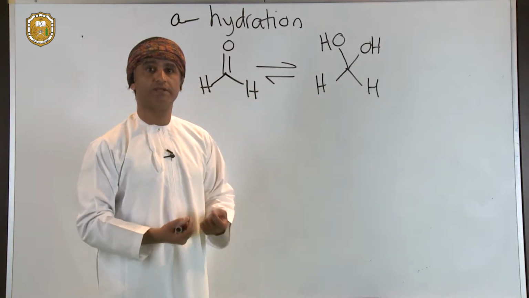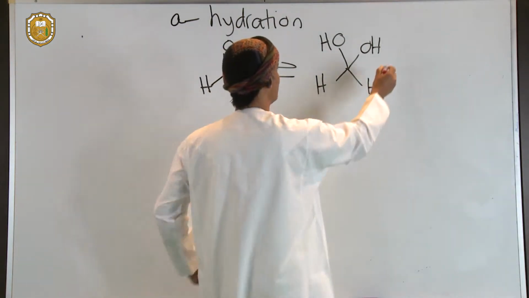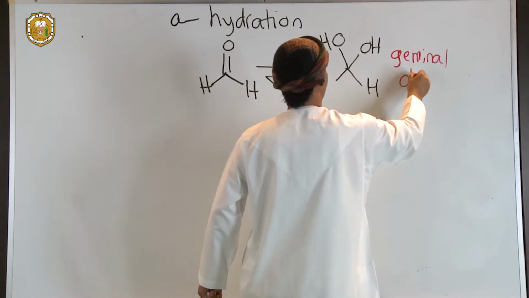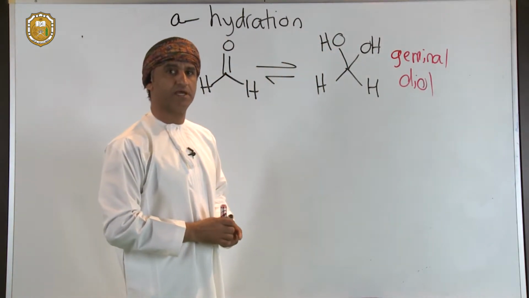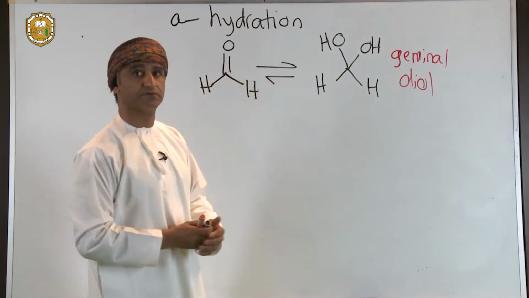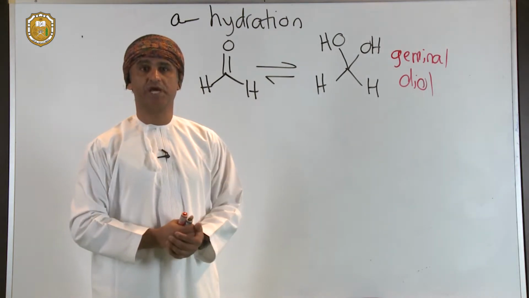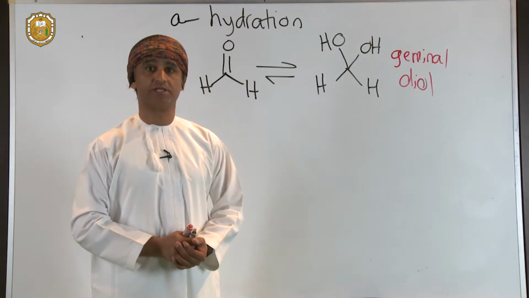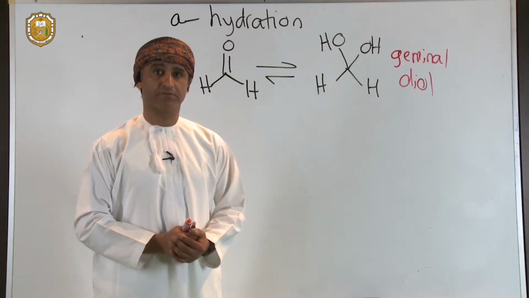This is called a 1,1 diol or a geminal diol. So this is geminal diol or gem diol, where there are two hydroxyl groups attached to the same carbon. Now this hydration reaction is very important in the case of formaldehyde. It is, however, less important in general aldehydes and much less important in the case of ketones, and that's due to steric hindrance, steric bulk around the carbonyl group.